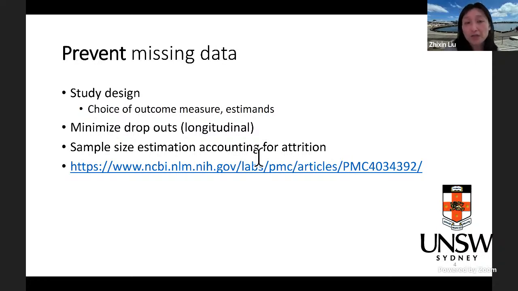And then when we calculate sample size, we could plan in advance to account for the attrition we expect to have. The simple way is just factoring in the percentage of attrition, but if you do have good pilot data and you know a bit about the attrition pattern, then we can factor in the attrition more precisely through a simulation study. The link below gives an article; it gives a good overview of this sample size estimation.